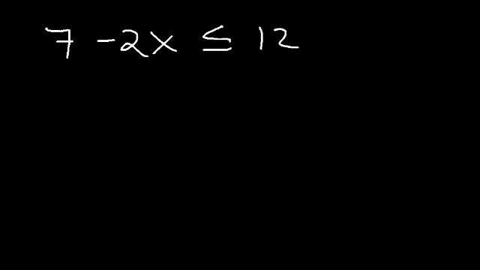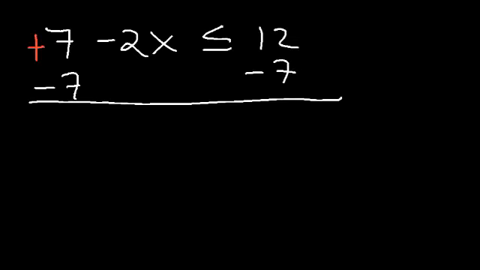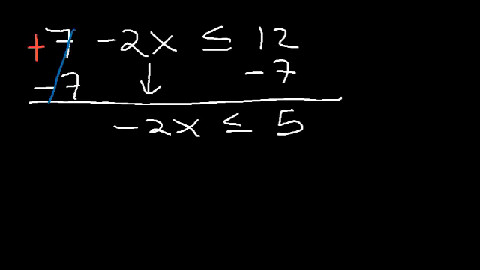Try this problem. 7 minus 2x is less than or equal to 12. So the first thing that we need to do is subtract 7 from both sides. So what we have left over, -2x is less than or equal to 12 minus 7, which is 5. Now to get x by itself, we need to divide both sides by -2.